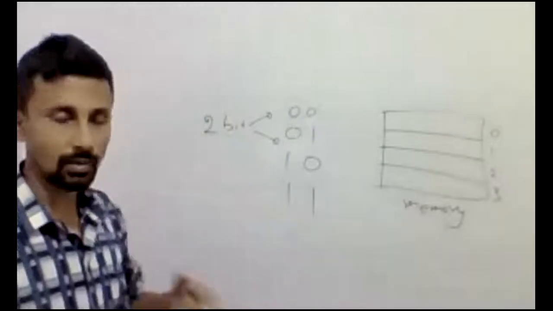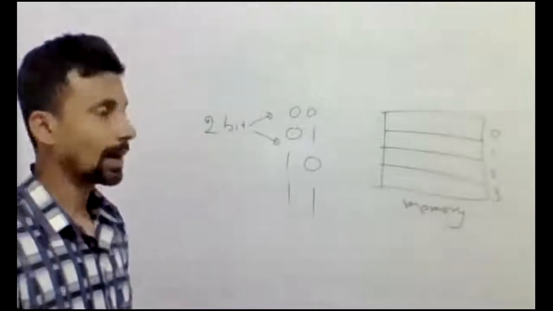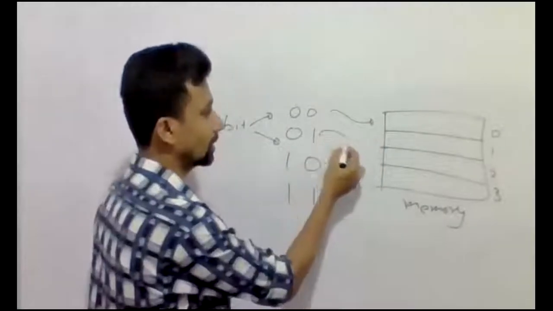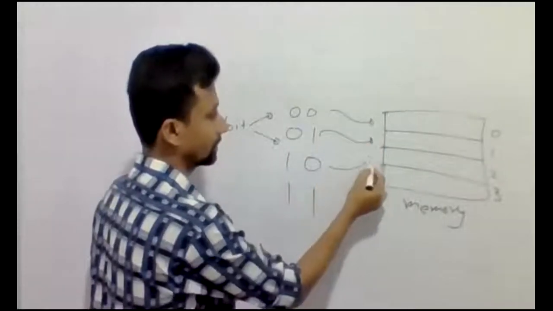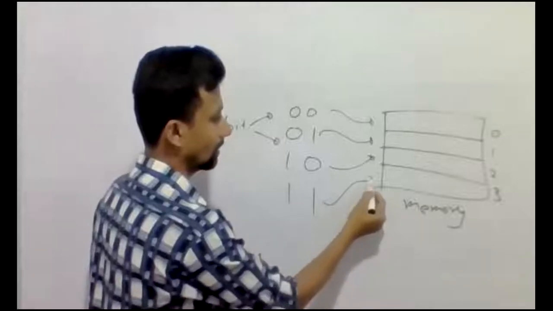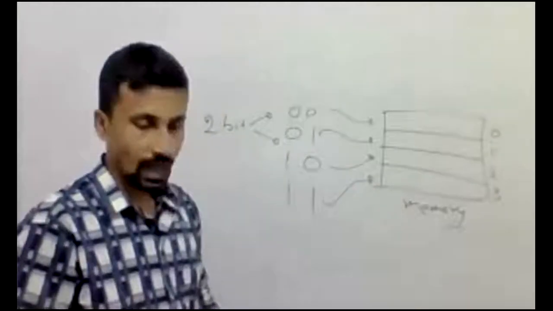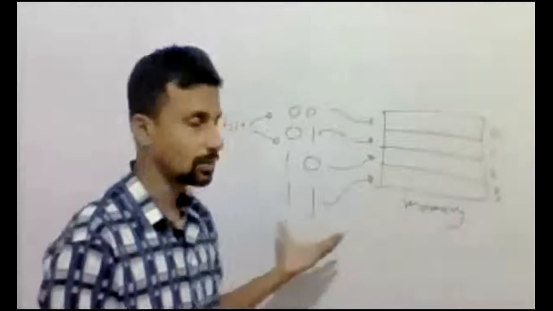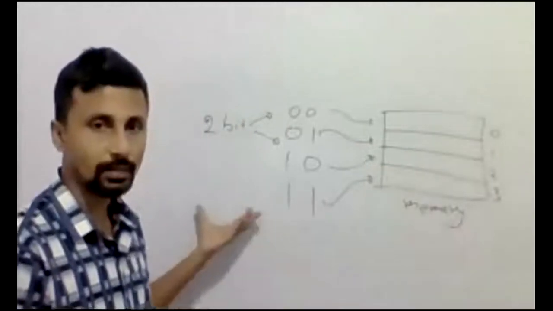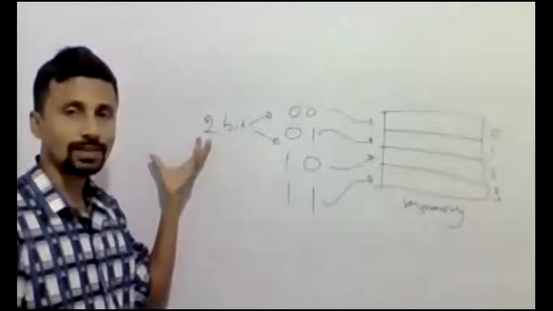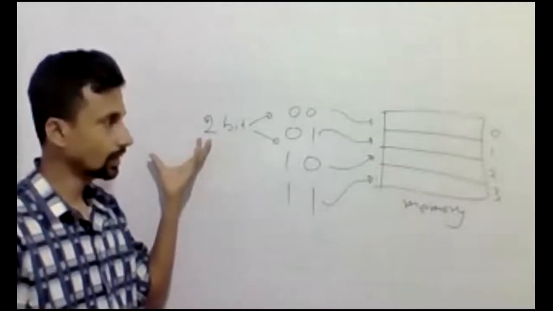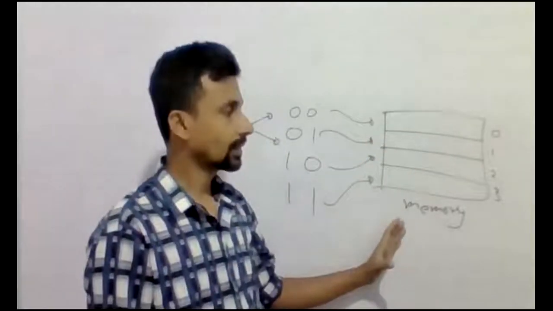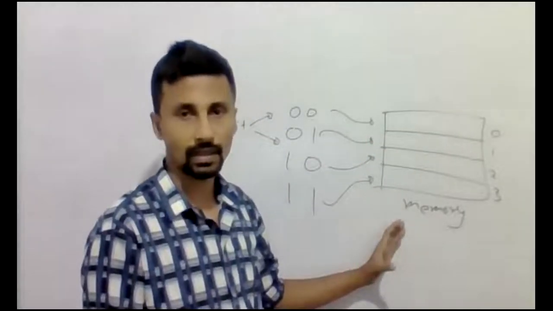From these four, we can write the maximum patterns. The first goes to 0 0, the next goes to 0 1, then 1 0, and 1 1. Now I can access my memory by using this address. So how many bits did I use? 2 bits, right? So now I have 4 addresses. I can access the 4 memory locations, right?